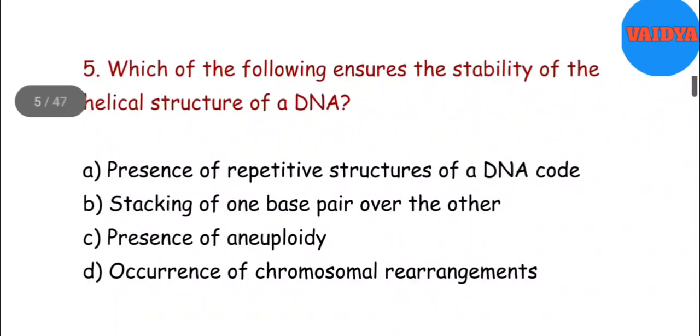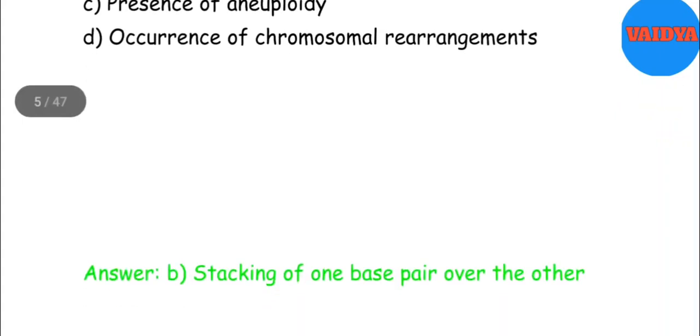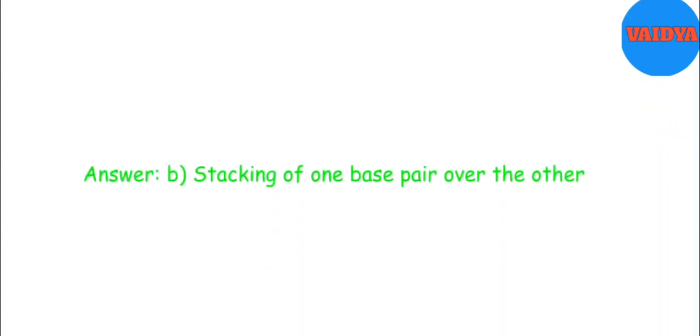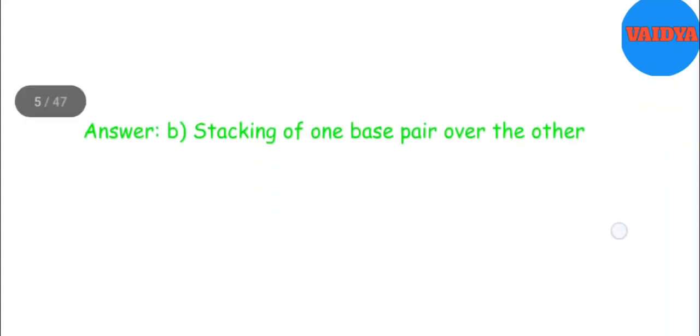5. Which of the following ensures the stability of the helical structure of a DNA? A. Presence of repetitive structures of a DNA code. B. Stacking of one base pair over the other. C. Presence of aneuploidy. D. Occurrence of chromosomal rearrangements. Answer. B. Stacking of one base pair over the other.